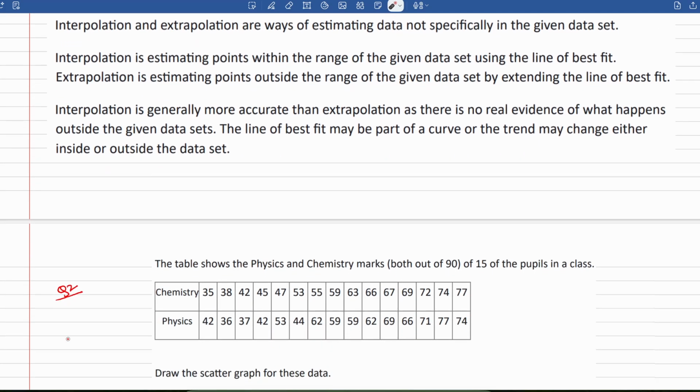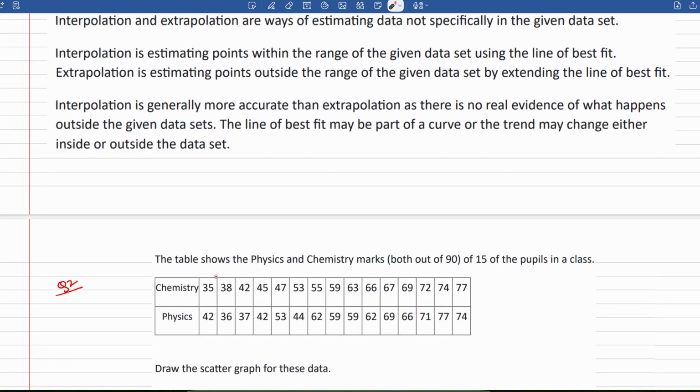We end off the session with an example. So this is a question from the official study materials. The table shows the physics and chemistry marks both out of 90 of 15 people in a class. So chemistry, physics, draw a scatter graph. This type of question will obviously not come in an MCQ test, but this is an exploratory question to get you used to figuring out correlations. I will show you the solution, but make sure you do try it on your own. Take a graph paper, maybe 5-10 minutes will be enough for you to finish up.